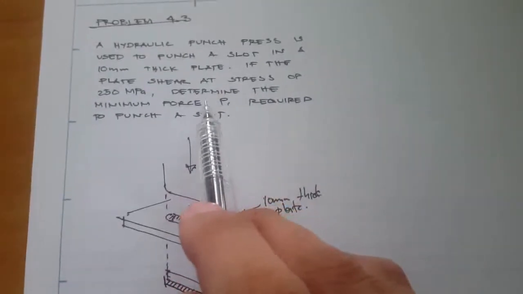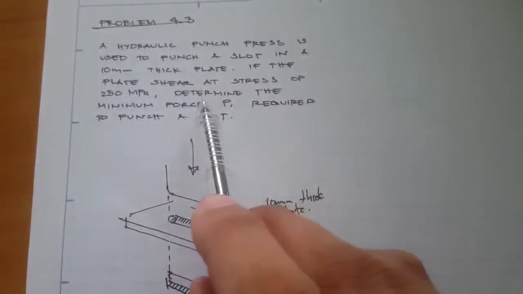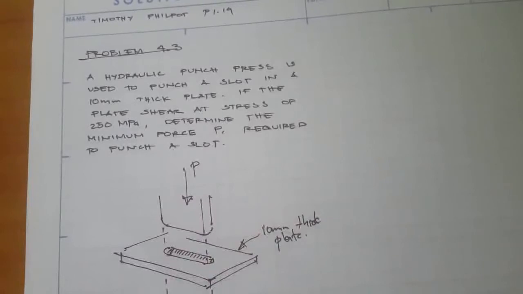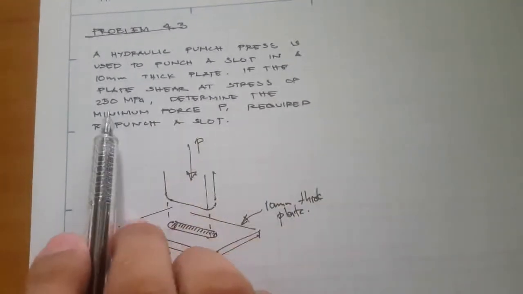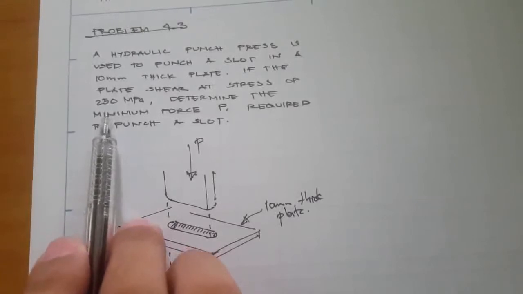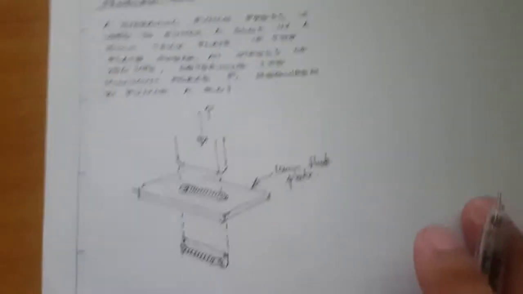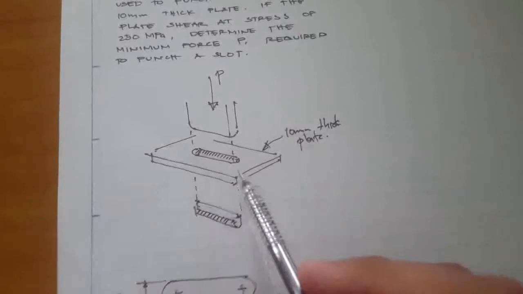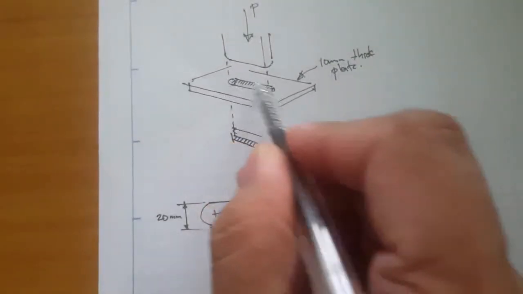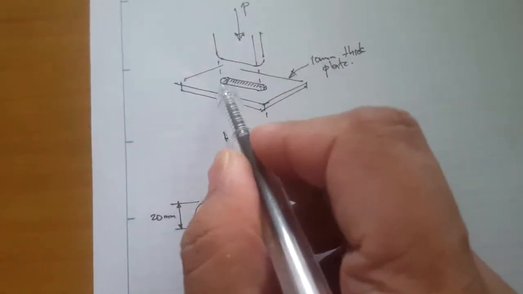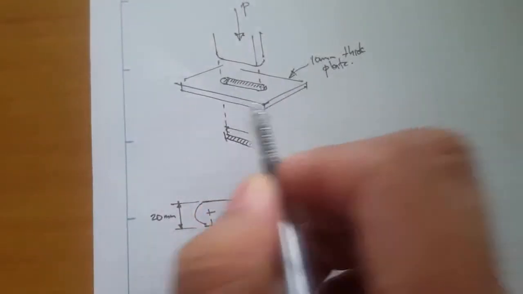So we are asked to determine the minimum force P required to punch a slot if this plate has a shearing stress of 250 megapascals. The area right here is simply the area, let's say, the perimeter of the slot times the thickness.